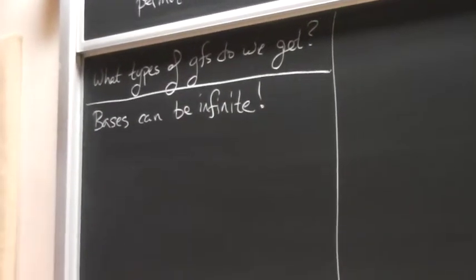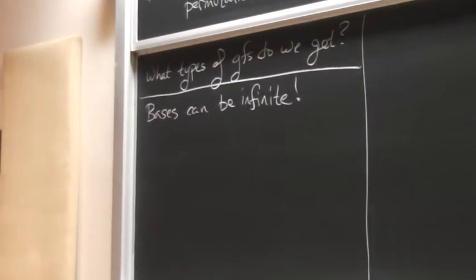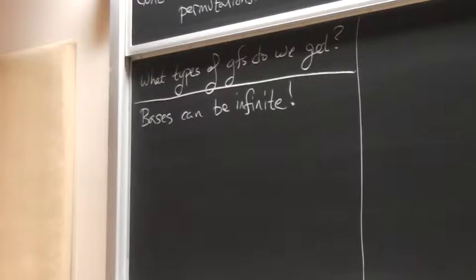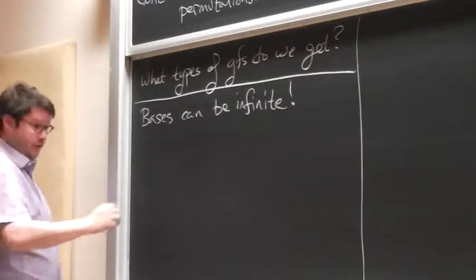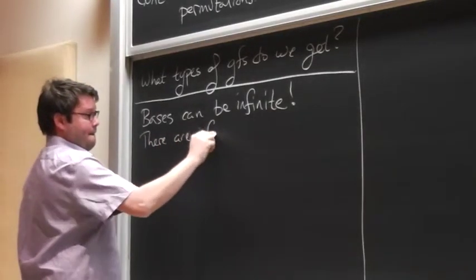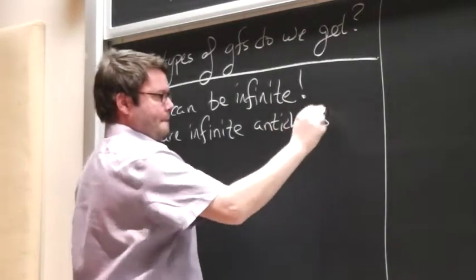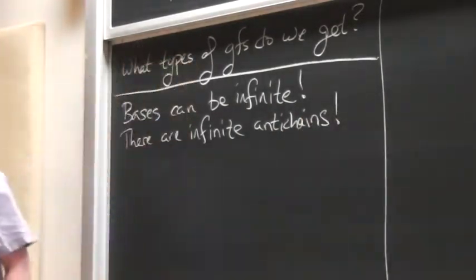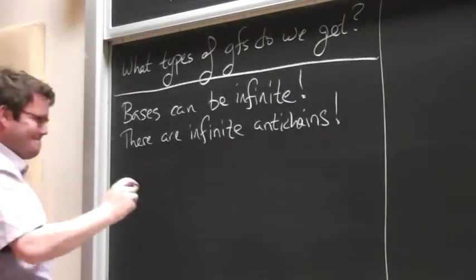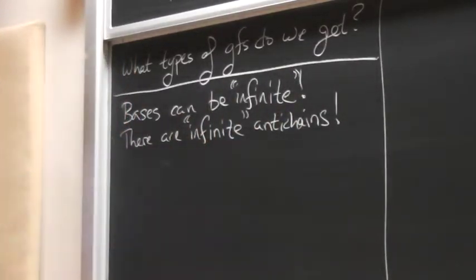If you believe in infinity. So remember, the basis is the minimal permutations not in the class, and I'm just claiming I can get an infinite set of minimal permutations. So really I'm claiming that there's an infinite antichain. So there are infinite antichains.